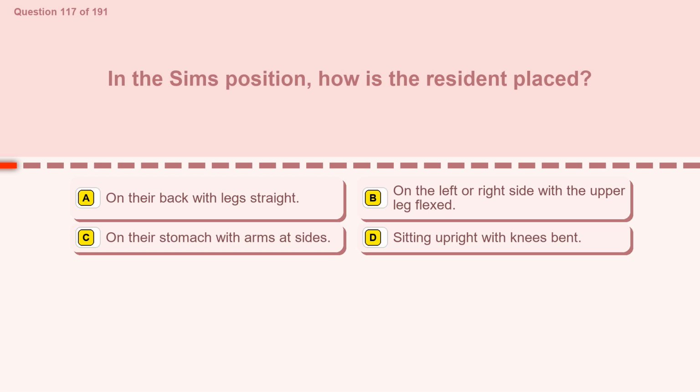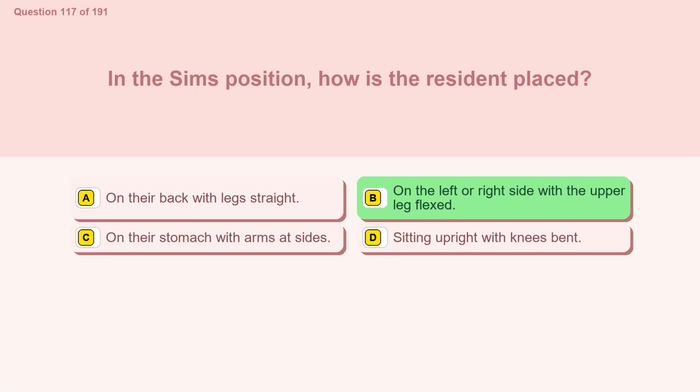Question 117. In the Sims position, how is the resident placed? Option A. On their back with legs straight. Option B. On the left or right side with the upper leg flexed. Option C. On their stomach with arms at sides. Option D. Sitting upright with knees bent.